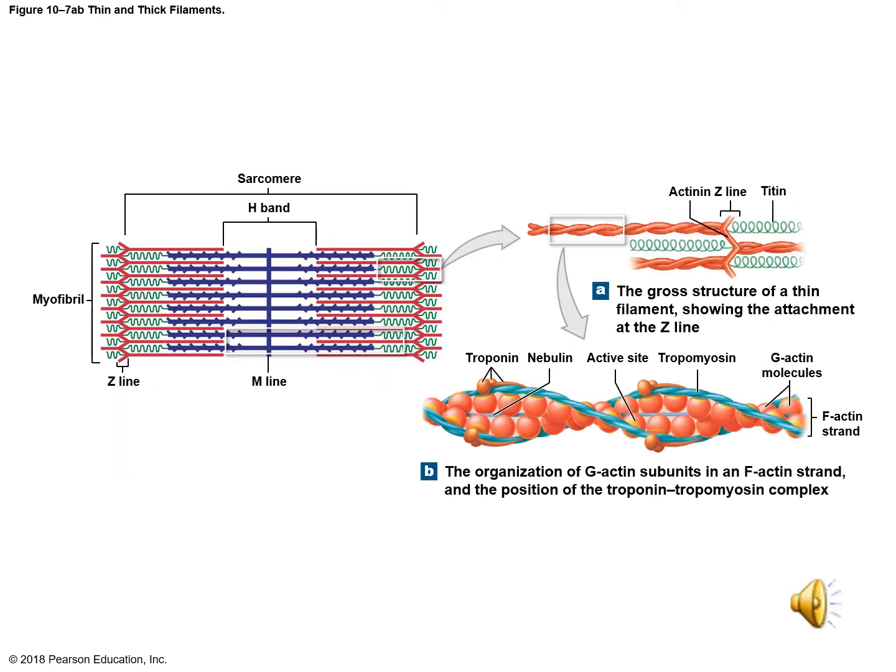Okay, we're now going to go into more detail about the thick and thin filaments. We start with the thin filaments. A single thin filament will contain 4 different types of proteins. They have different jobs. So it's not just made up of actin, but that's the majority of the protein.